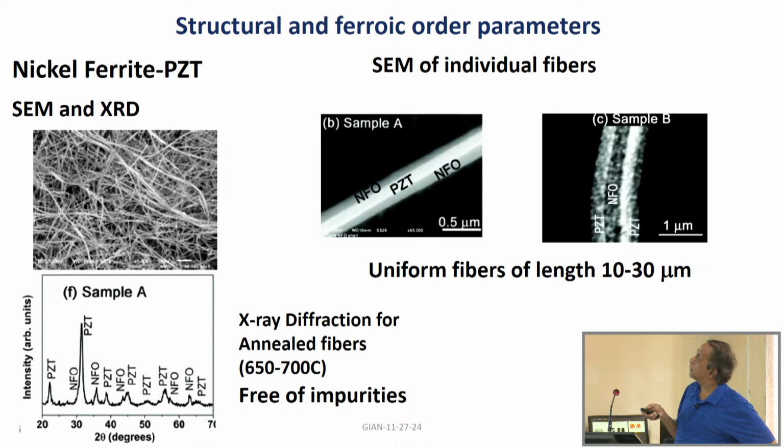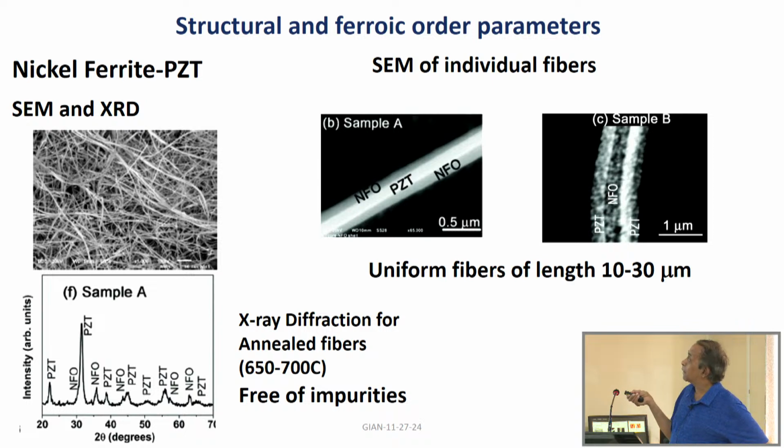Okay, these are some of the SEM images. What you see at the top left is a bunch of fibers with different dimensions, and the one in the center is an isolated fiber with a PZT core in a nickel ferrite shell. You see a very clean interface, the core seems to be of uniform diameter, and the shell thickness is also quite uniform.